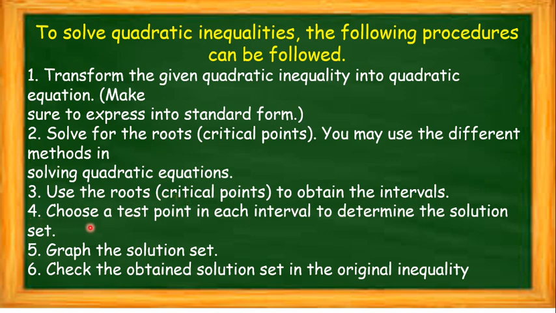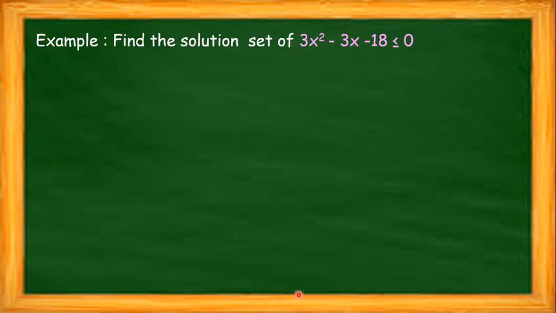Number 4, choose a test point in each interval to determine the solution set. Number 5, graph the solution set. Number 6, check the obtained solution set in the original inequality. Example, 3x squared minus 3x minus 18 is less than or equal to 0. Now you're going to think of the numbers that are less than or equal to 0 using this expression.